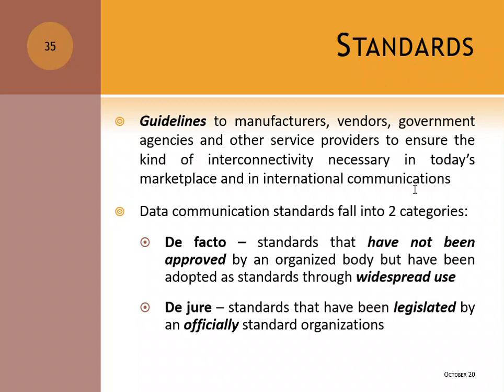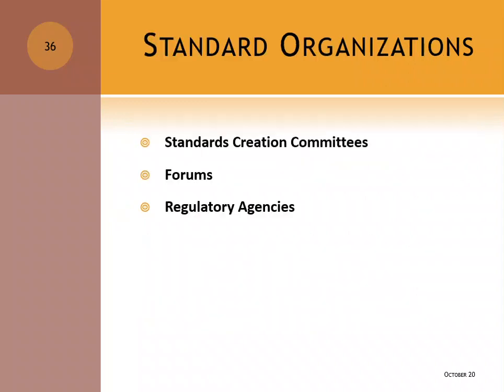So the standard falls into 2 categories, de facto and de jure. De facto: standard that has not been approved by an organised body but has been adopted as standard through widespread use. Contohnya standard ni masih belum lagi di-approve secara black and white, tetapi sudah pun diterima pakai. That is de facto. De jure: standard that has been legislated by an officially standard organisation. De jure adalah standard yang sudah pun termaktub secara black and white.